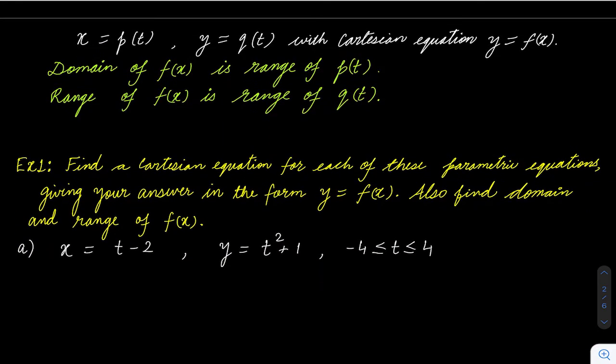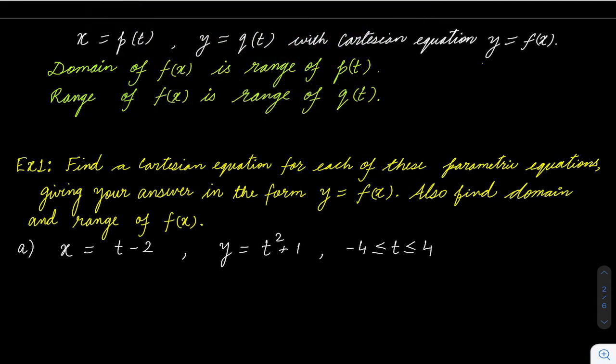So first thing is, if x is given as a function of t, that is x is p of t, and y is given as a function of t, that is q of t, and the Cartesian equation is y equal to f of x, then the domain of f is basically the range of function p, as you can see.